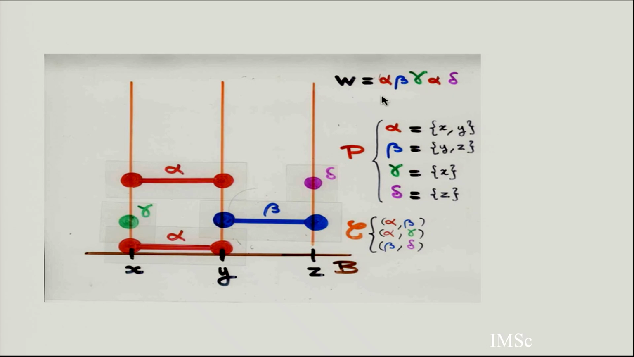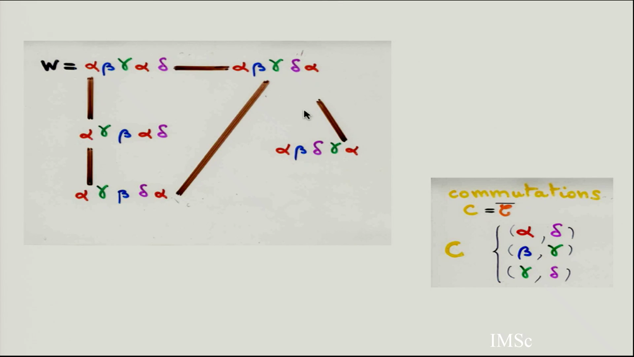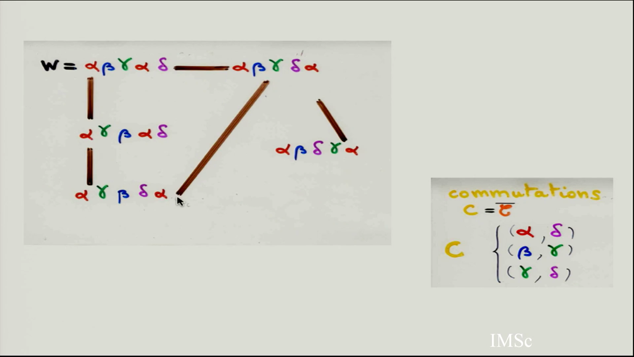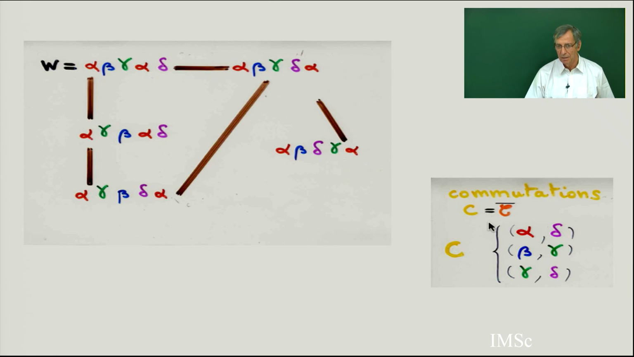So if you take all the words giving this heap, there are 5 possible words which give the same heap. And you can see that these 5 different words are exactly the 5 words I got at the beginning, starting with the word A, B, C, A, D. So I have these 5 words in the equivalence class, exactly the same as this one, as soon as I replace A by alpha, B by beta, etc. And as soon as I now take the commutation relation to be exactly the complementary of the dependency relation.